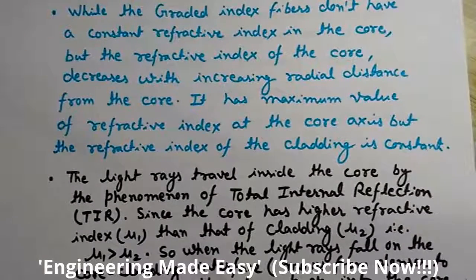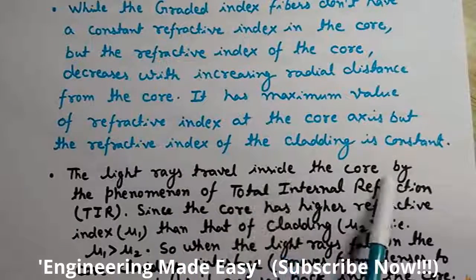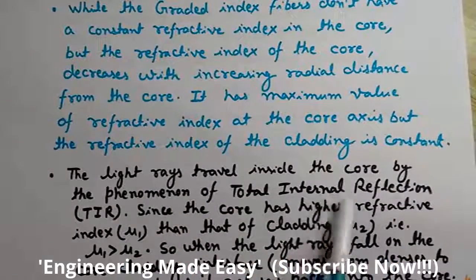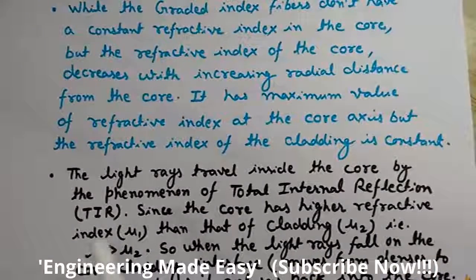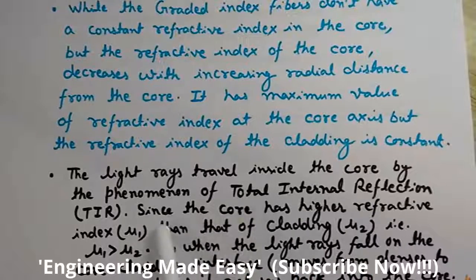So now let's discuss the total internal reflection that takes place inside the optical fiber. The light rays travel inside the core by the phenomenon of total internal reflection, TIR. Actually, the light rays that propagate through the optical fiber do not enter into the cladding. They are confined to the core only, and they travel with the phenomenon of total internal reflection. It takes place at the core cladding interface.